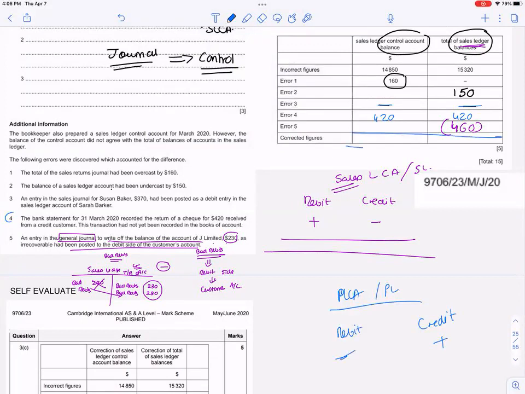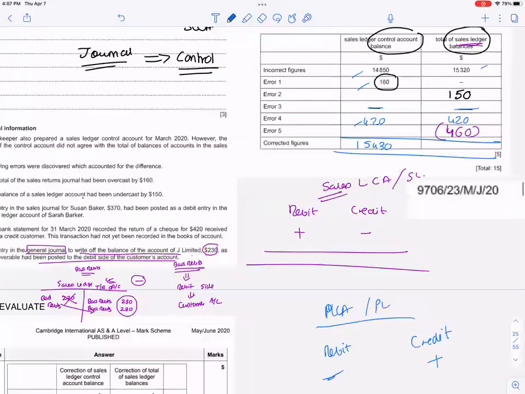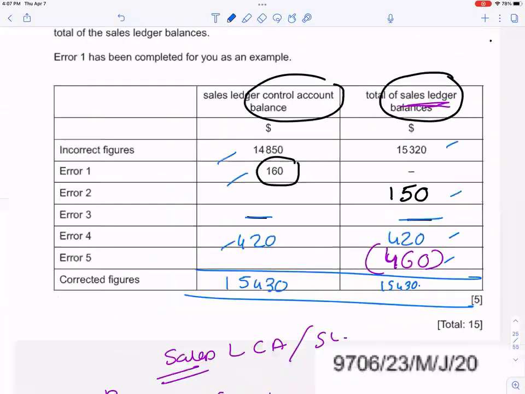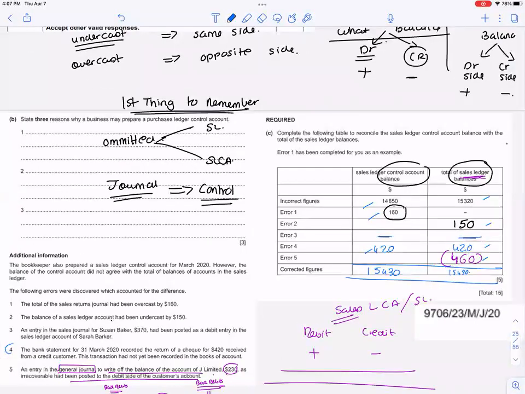Now do the corrected figure. 14,850 plus 160 plus 420, 15,430. 15,320 plus 150 plus 420 minus 460, 15,430. Balances would remain the same. Correct? Try this yourself.